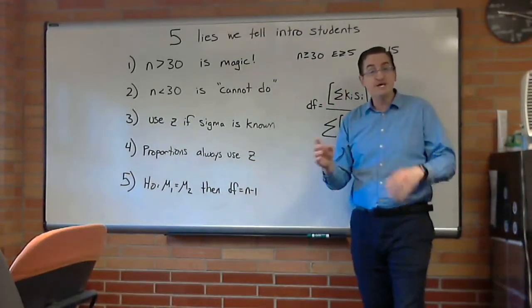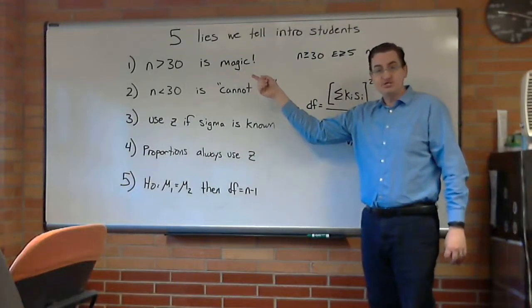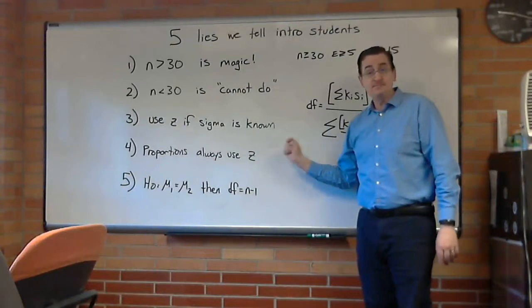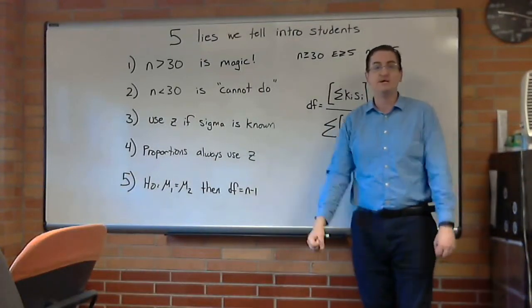So what are the important takeaways? 30 isn't magical, but we can always try to do the best we can, and that's not likely to be Z, and the computer will help us. Let's go ahead.